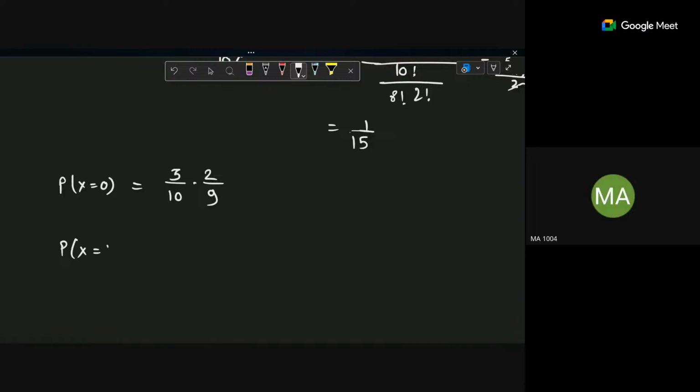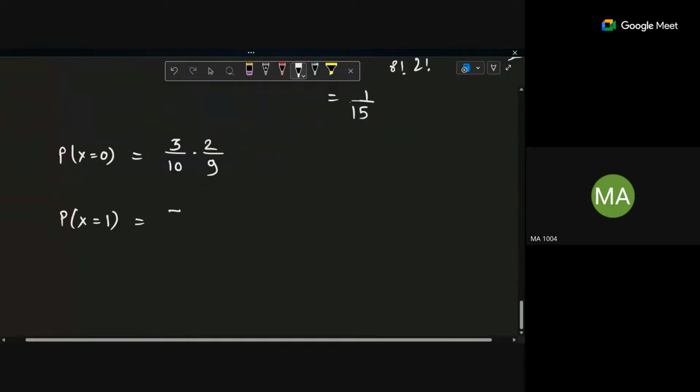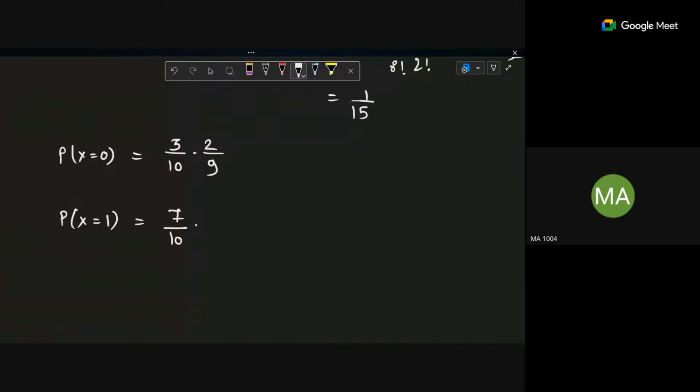If you are doing like that, x is equal to 1, that means you are selecting one milk chocolate. Let's say your first chocolate is milk chocolate. So 7 by 10, right? Multiplied by 3 by 9, as the second chocolate should be a dark chocolate. And then you have to add the other scenario, where the first selected chocolate is dark and the second one is milk chocolate. Yes, 7 by 9.